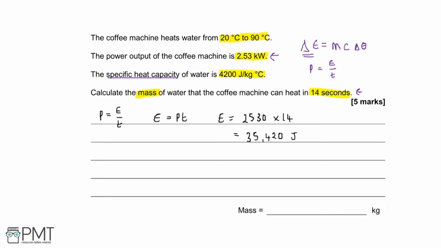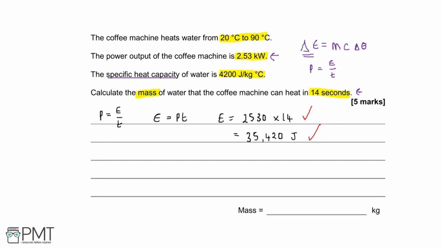Then what we need to do is use the rest of the values that they've given us, as well as the specific heat capacity equation, in order to complete this question. So we get 2 marks for this final answer of our energy, and for recognising that we need to use P equals E over T. Then we get our 3rd mark for using the specific heat capacity equation.